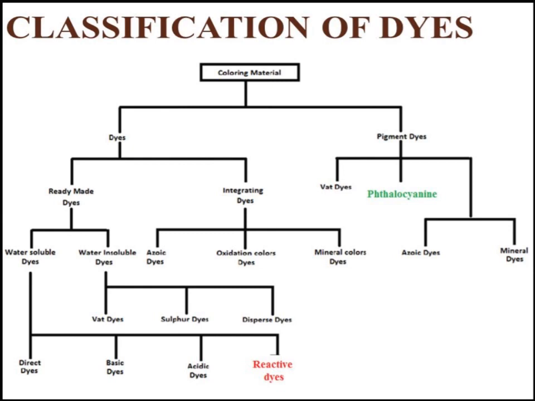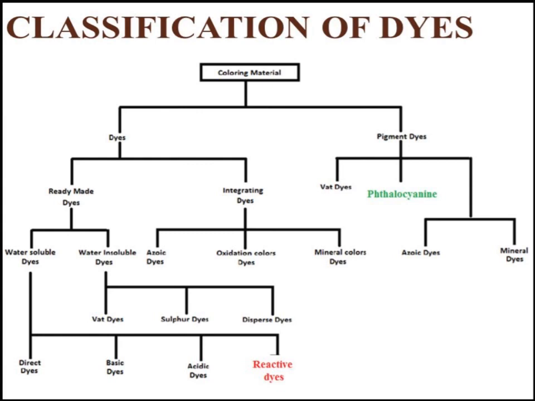In case of integrating dyes or ingrained dyes, we have azoic dyes, oxidation colors and mineral colors. These colors will get formed on the textile substrate by maintaining necessary conditions, by creating the necessary atmosphere. Next category is pigment dyes. In case of pigments, we have vat based pigment dyes, phthalocyanine based pigment dyes, azo based pigment dyes and mineral dyes. So this is the classification of coloring matter.